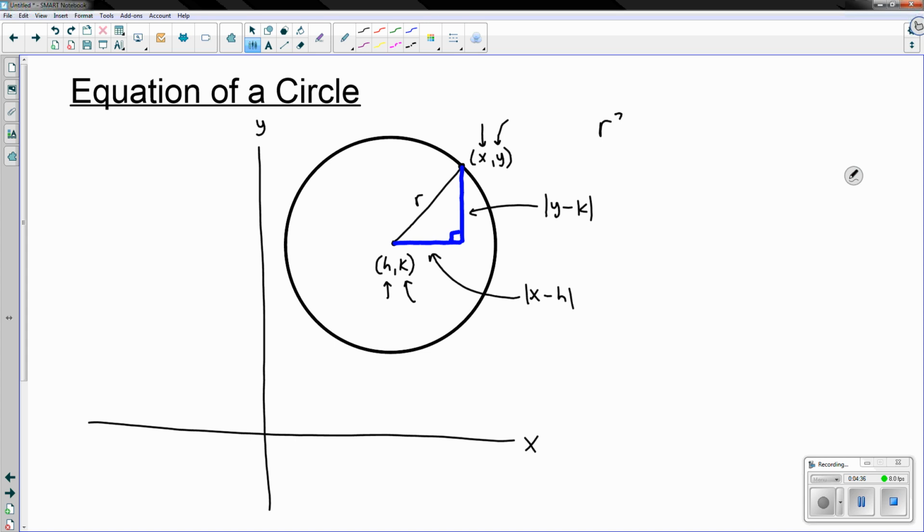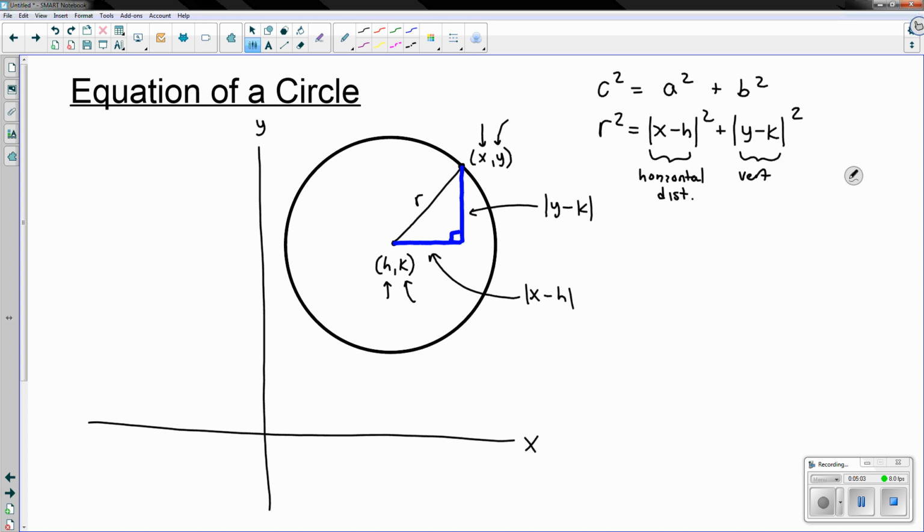We can say that the radius squared should be equal to the absolute value of x minus h squared plus y minus k squared. Okay, this is just Pythagorean theorem. We have c squared equals a squared plus b squared. Again, x minus h is horizontal distance and y minus k is your vertical distance between the 2 points.